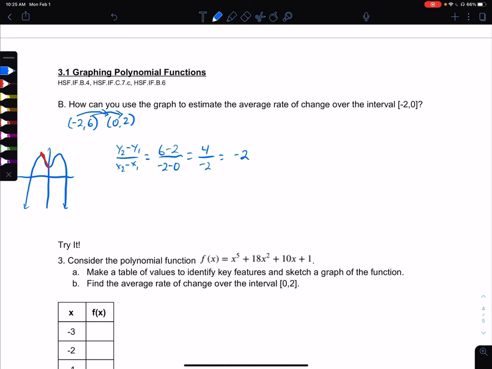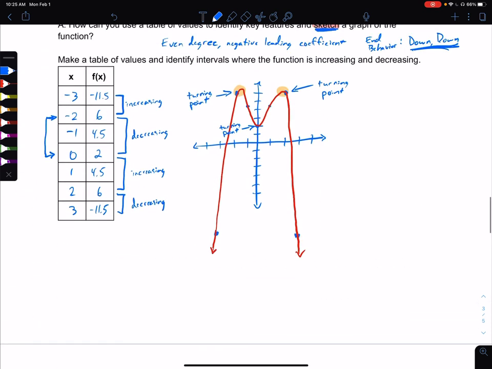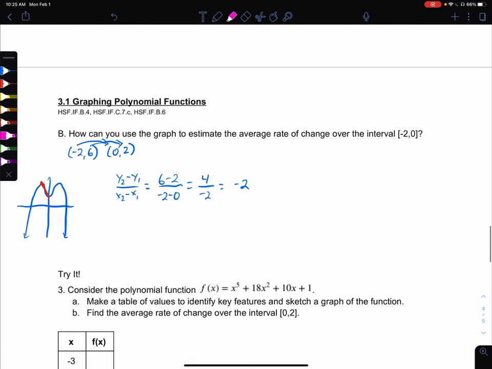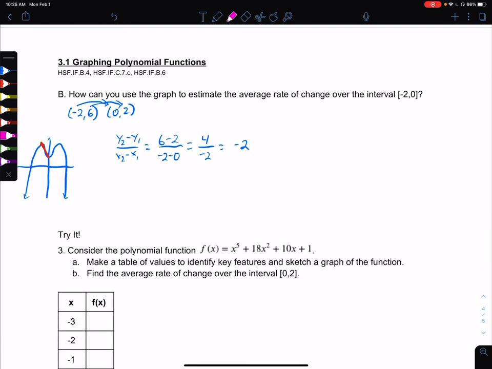Remember, your average rate of change is slope. -2 makes sense. It was decreasing. Go back to that highlighted part. My slope was decreasing, so it should be negative. So always verify that, check that your answer makes sense. So let's write that out. The average rate of change, we'll say the whole phrase, over the interval -2, 0 is -2. And there you go.